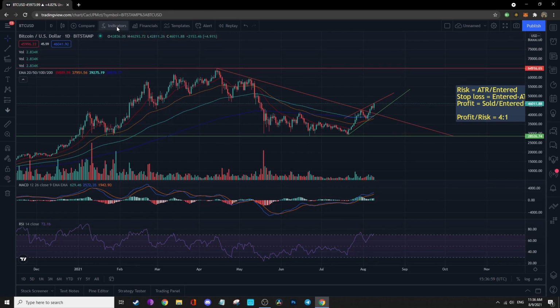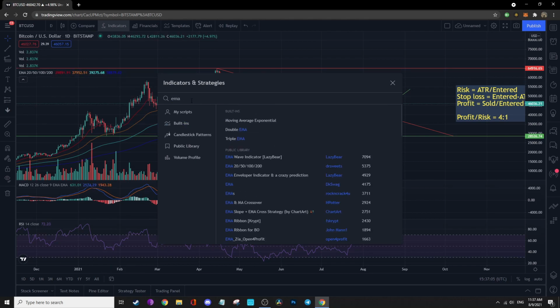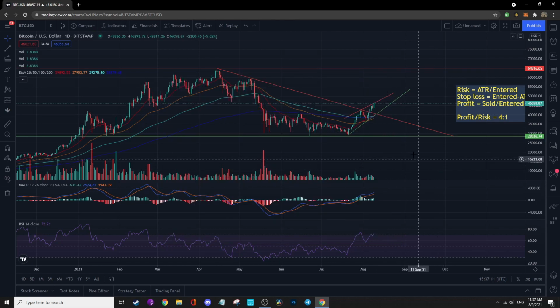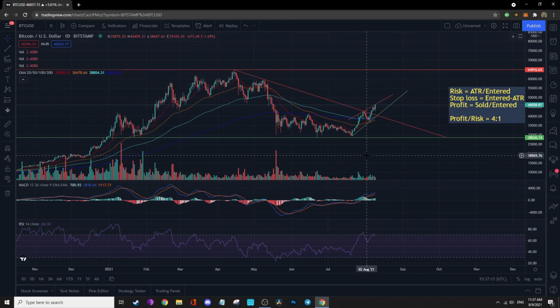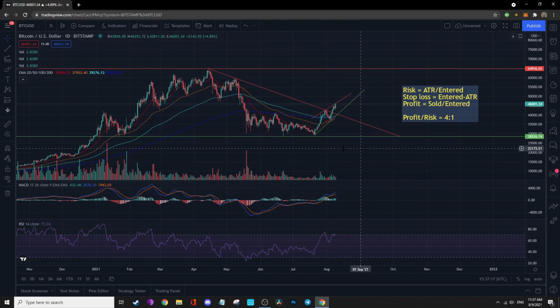And you can pretty much go up here and look up what you want. You can do MA for moving average, or you can do EMA, which I like. I use this one right here. That's what I like to use. But it's really personal preference, whichever one you want to use. But in terms of technical analysis, that's pretty much all the indicators and tools that I ever use.